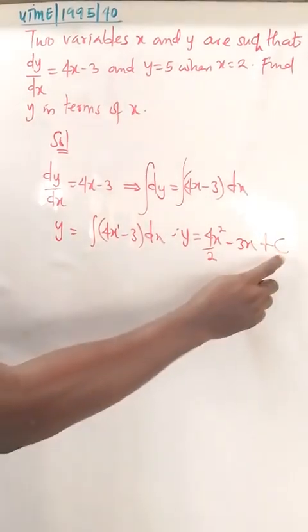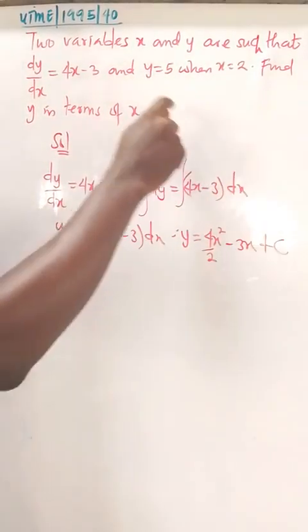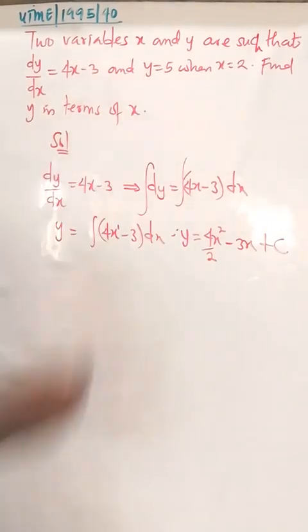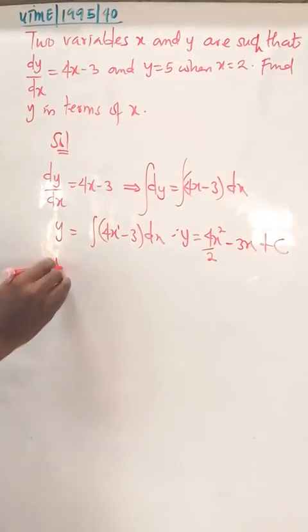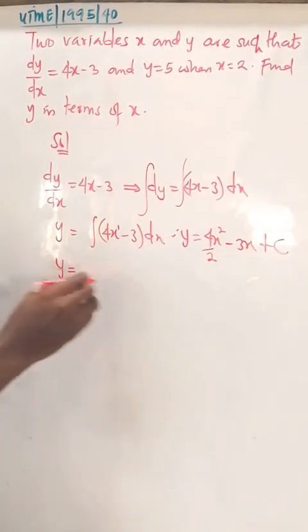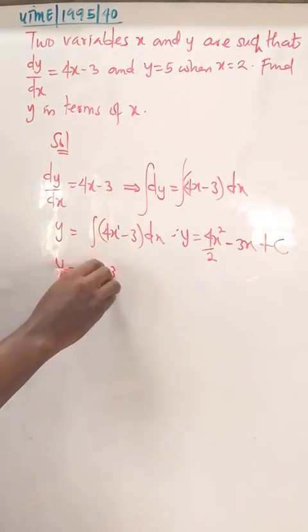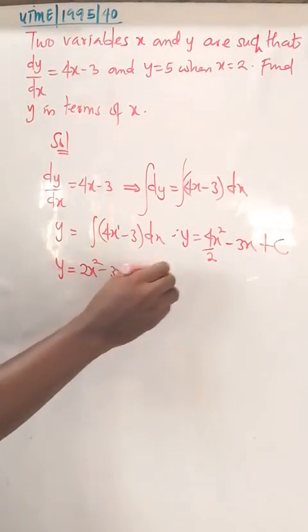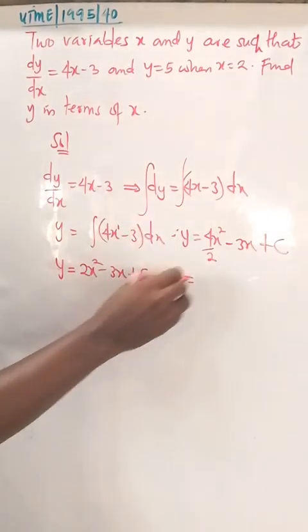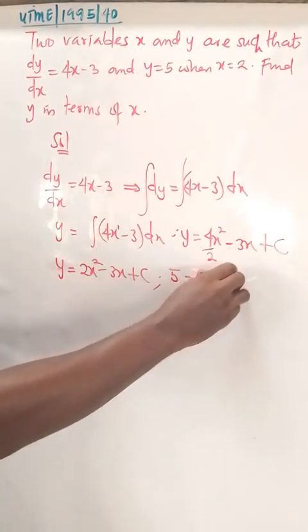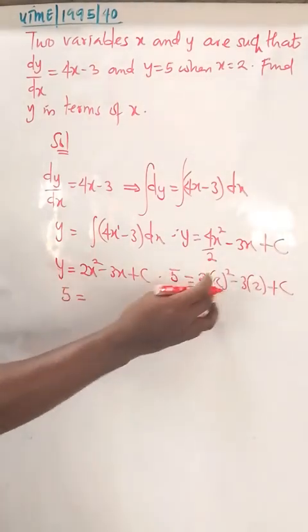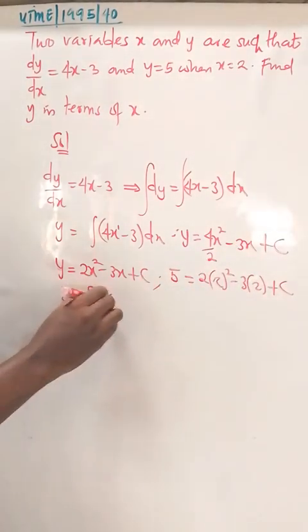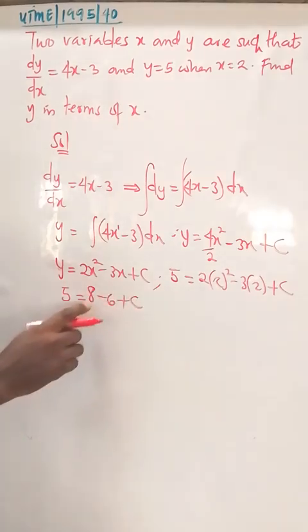For us to be able to get the value of c, that is why we are given this condition: y is 5 when x is 2. We've not simplified, so let's simplify further. Y becomes 2x squared minus 3x plus c. So we are told that y is 5 when x is 2: 2 into 2 squared minus 3 into 2 plus c. From here, 5 equals 2 times 4, 8, minus 6 plus c. 8 minus 6 is 2. 5 minus 2 is 3.